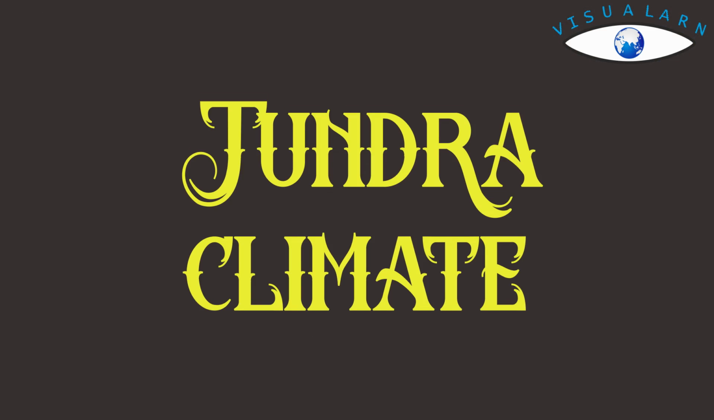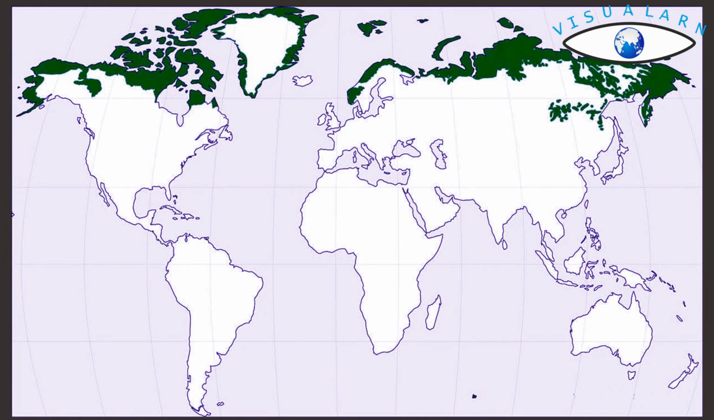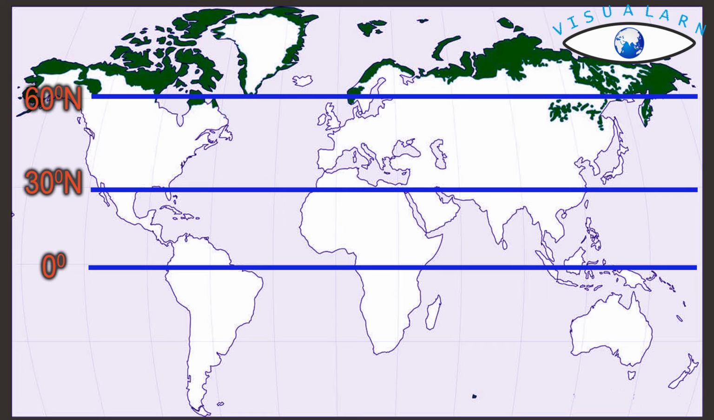Tundra. This type of climate is confined between the ice cap of the pole and the climate of mid-latitude. The tundra climate region is found between 60 degrees and 75 degrees latitude. The climate occupies the north fringe of Asia, Europe, North America, and Graham Peninsula of Antarctica.